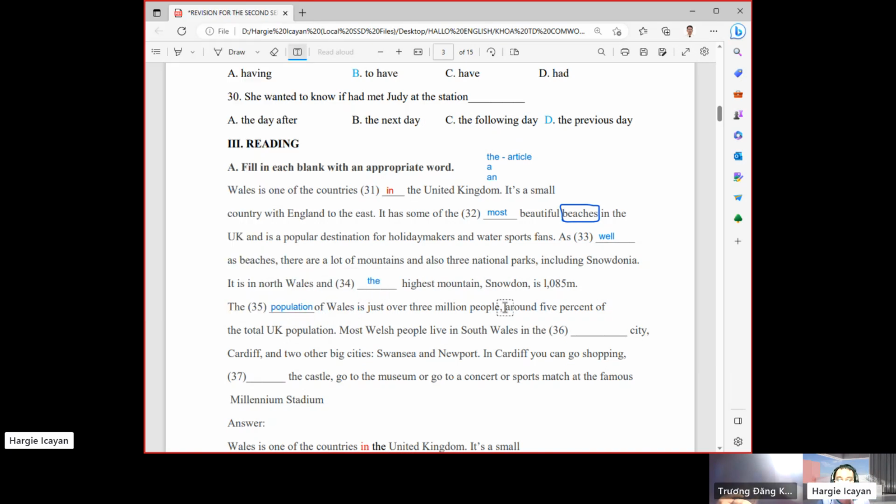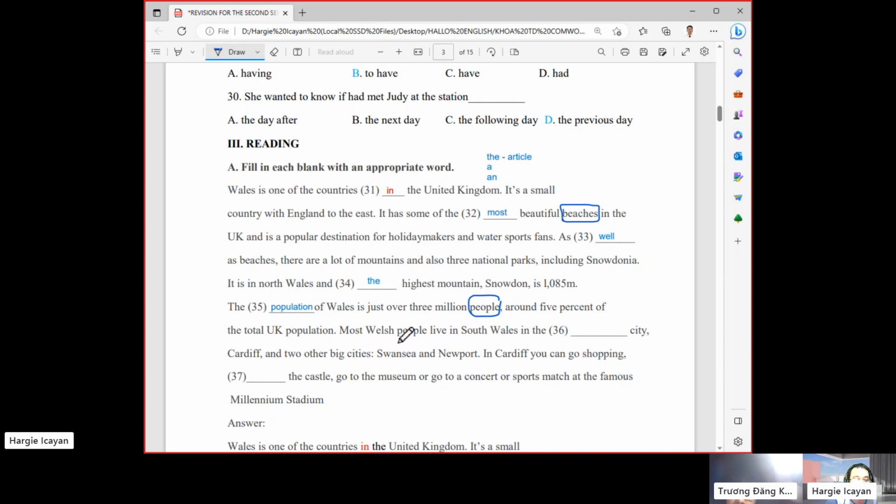Why is it population? Because we're talking about the number of people. For example, the population of Vietnam, the population of the Philippines. So we are talking about the total number of people in a particular country.